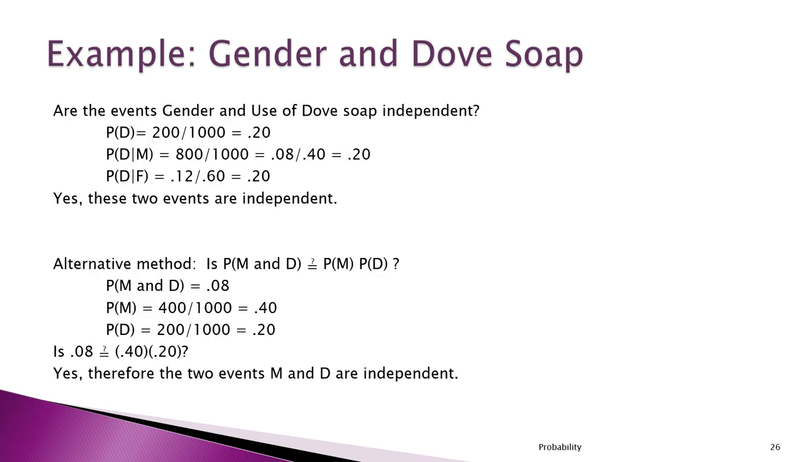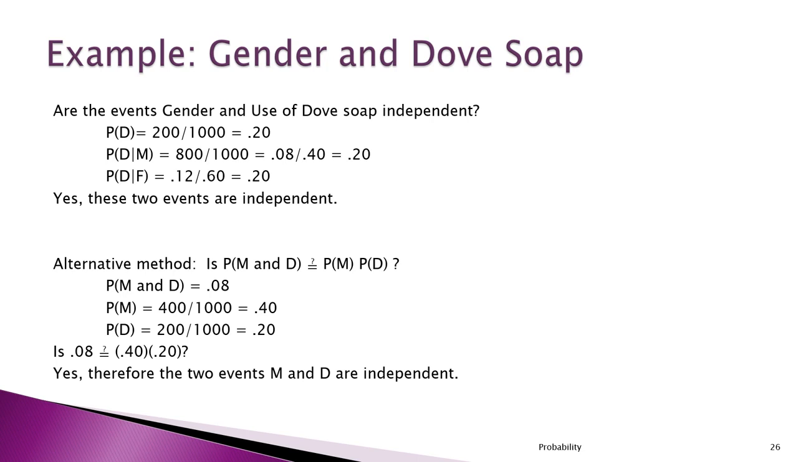Well, the marketing researcher might want to know whether gender and use of Dove soap are independent or not. Well, here's what you find out. The probability of being a Dove user is 20% in this town. The probability of D given M, that's Dove user given that you're male, that's 0.08 over 0.40, which is also 20%. The probability of D given F, remember that's D and F over the probability of F, that's 0.12 over 0.60, that's also 20%. Guess what? They're independent. Knowing the gender of the person doesn't affect their use of Dove or not. We know for sure that it's 20%, whether you're male or female, so that's independent.